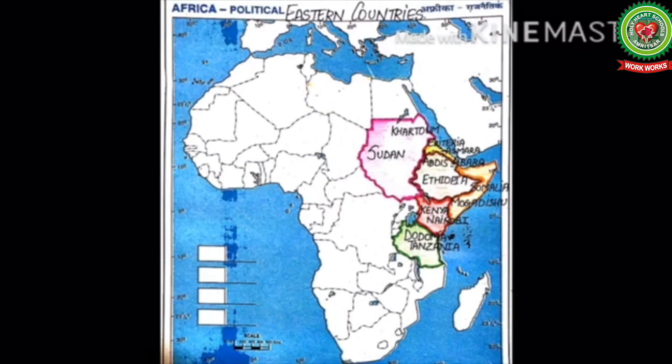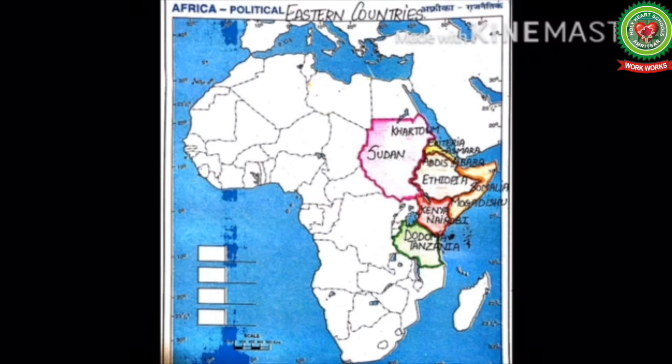Next country is Eritrea. Its capital is Asmara. This country is best known for its coastal location. The nation has no official language as the constitution has confirmed that all the languages are equal.